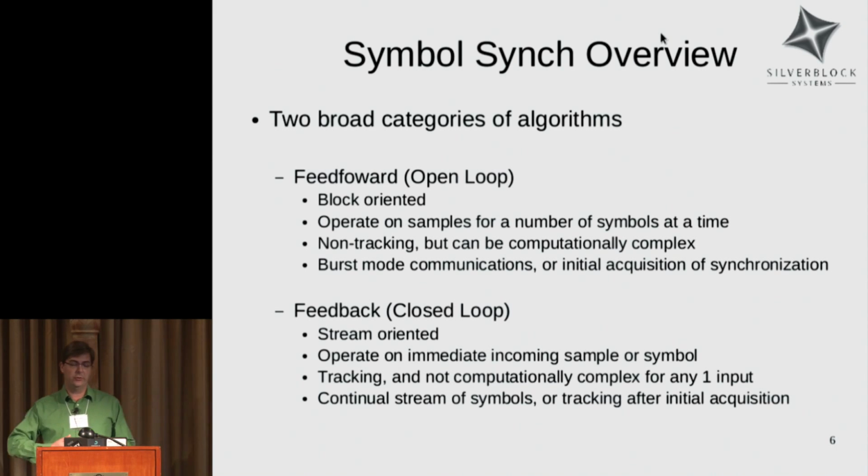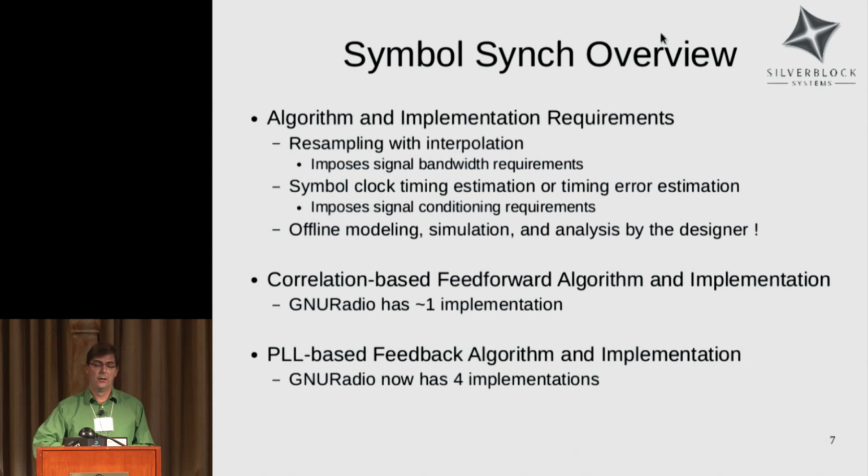Feedback or closed loop system is stream oriented. You sort of operate on the immediate incoming sample. It's a tracking mode. It's usually not computationally complex for any one input sample. Good for continuous streams of symbols or after tracking, after you've gotten an initial acquisition.